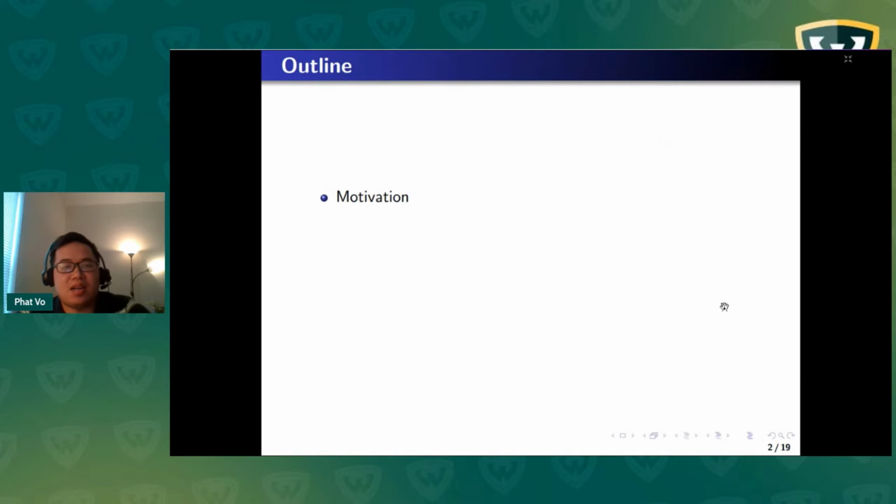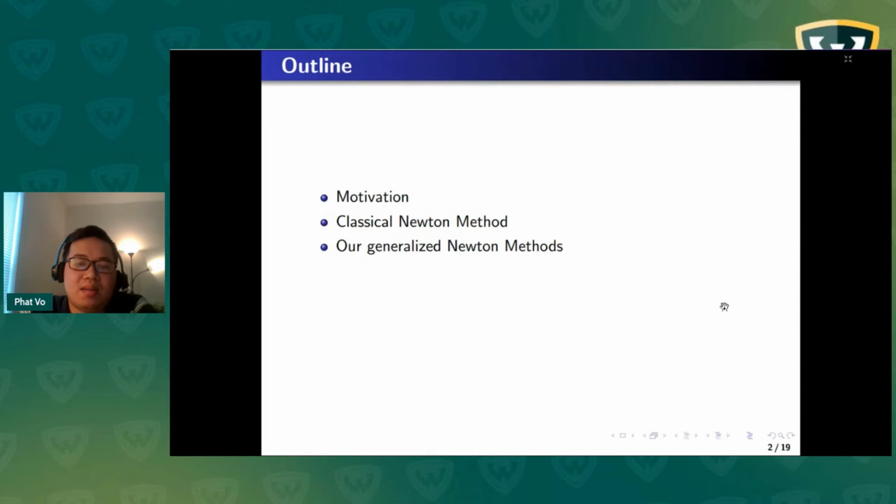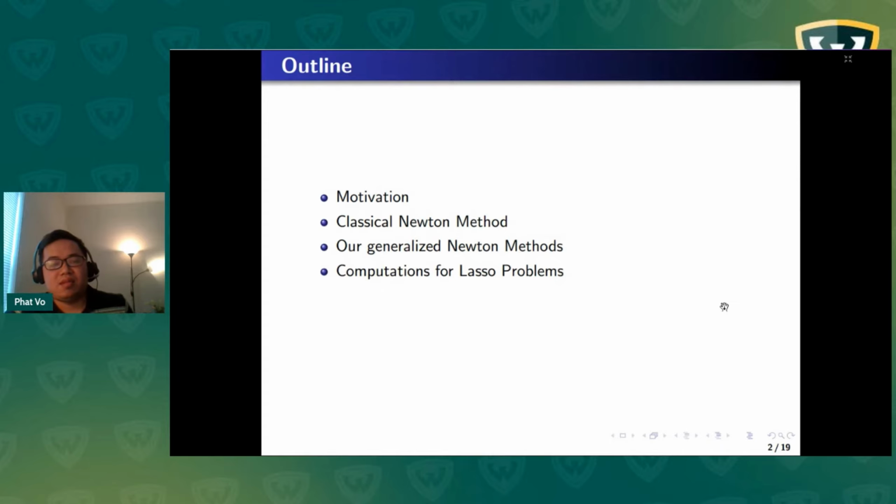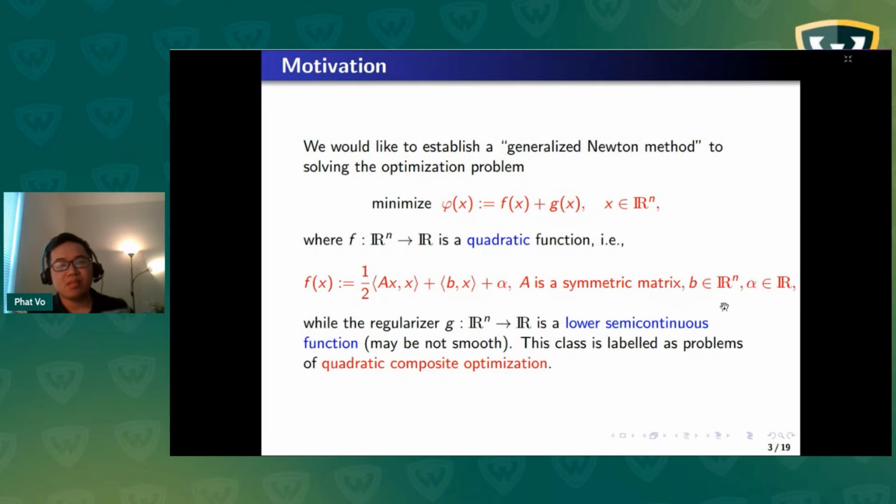Before moving on to our result, I would like to give you the outline of my talk. The first one, I want to talk about the motivation, why we have to study and establish our method. After that, I will recall the classical Newton method, which is the main idea to develop our methods and results. After that, I will give you the computations for a class of problems, which play a crucial role in machine learning and statistics, and then conclusion and future research.